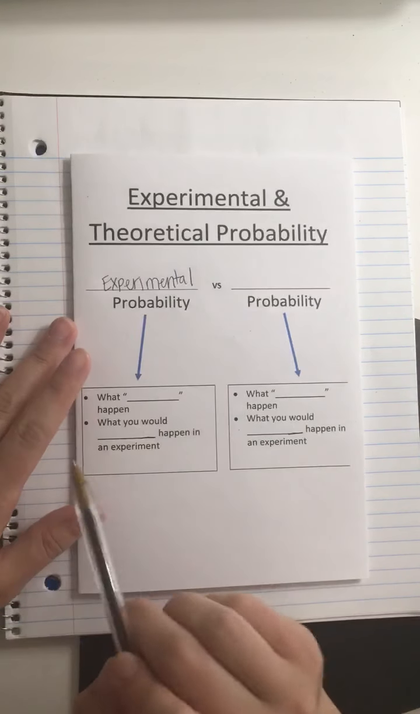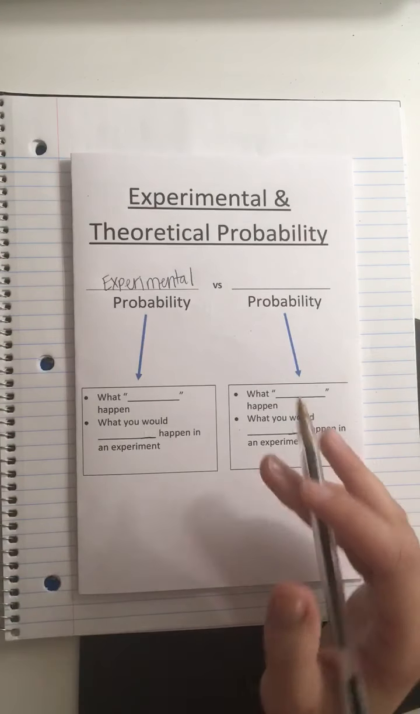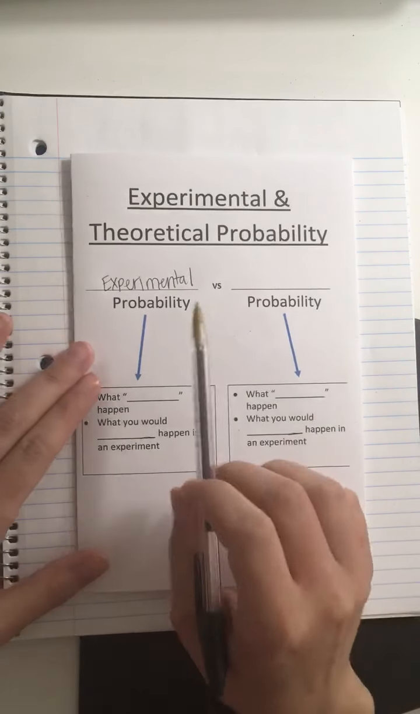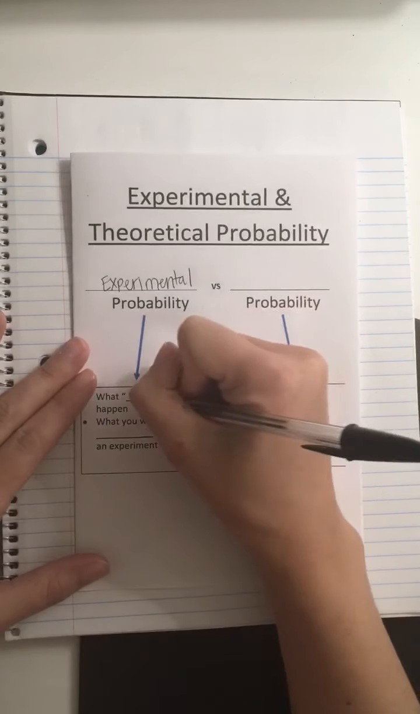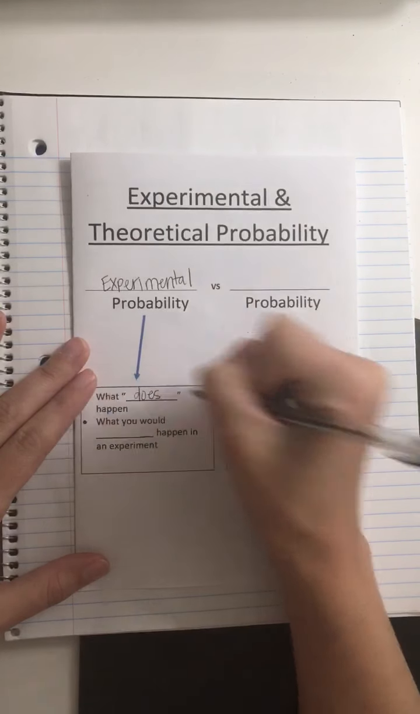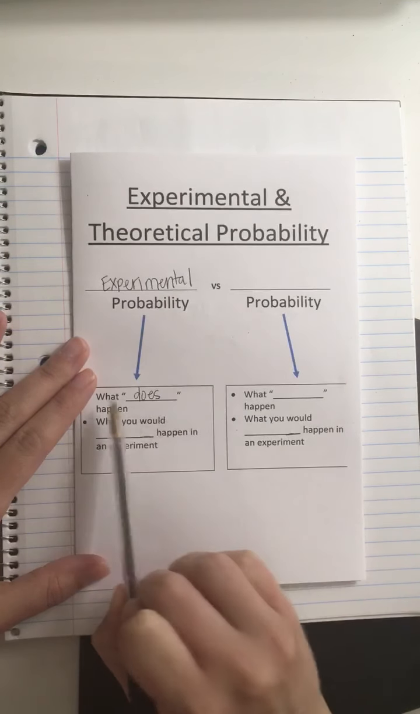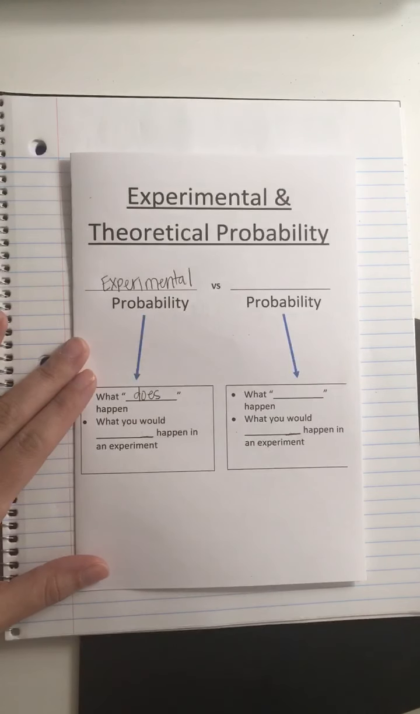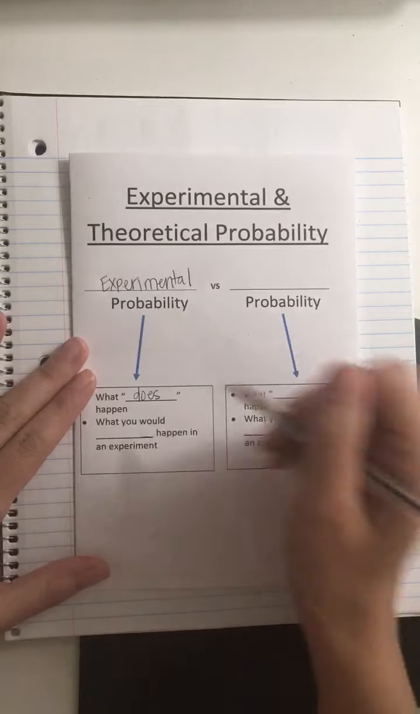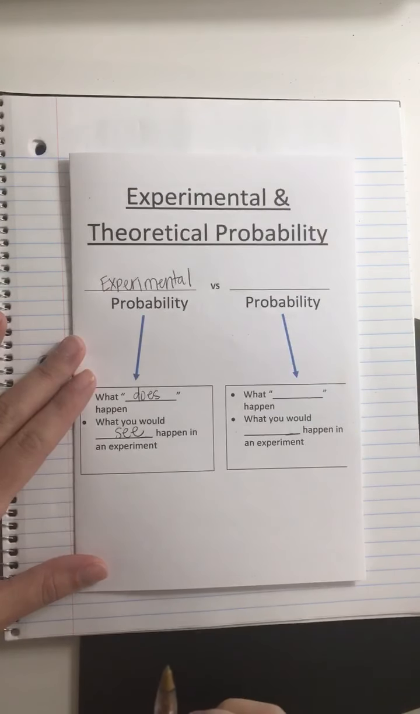If you're going to do an experiment, you're going to be able to see what actually happens in the experiment. You're going to be able to see the results. So whenever we are talking about experimental probability, that is what does happen. You see what happens if you flip a coin, if you roll a dice. You're actually seeing what really does happen when you perform an experiment. So experimental probability is what actually happens, what you would see happen in an experiment.